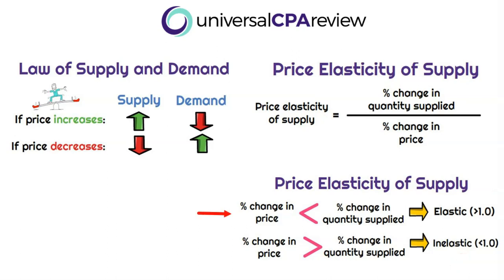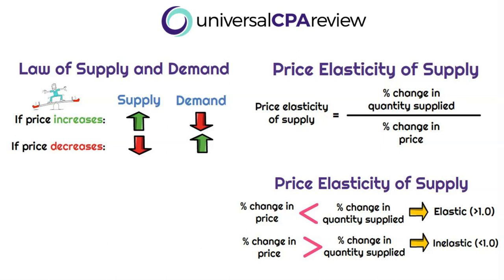So when it comes to the formula here, you can see the percent change in quantity supplied. If that's greater than the percent change in price, then we have an elastic product. If the percent change in price is greater than the percent change in quantity supplied, then it's inelastic because it's less than 1, right? So price elasticity of supply is very similar to demand, except we're focused on the supply side of it all.